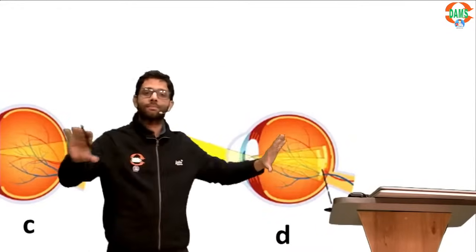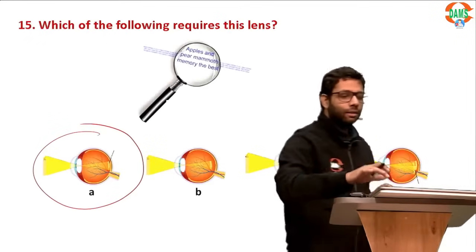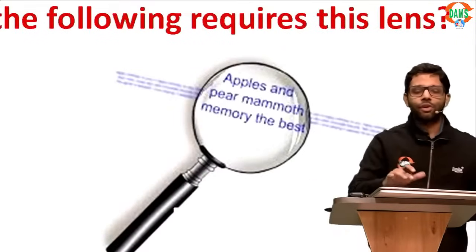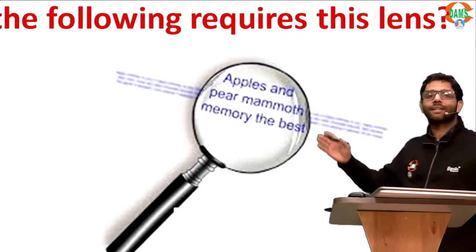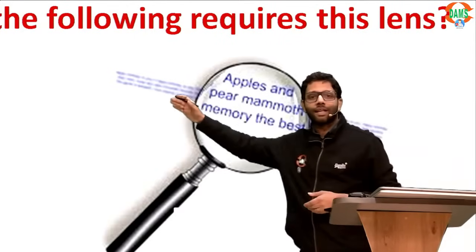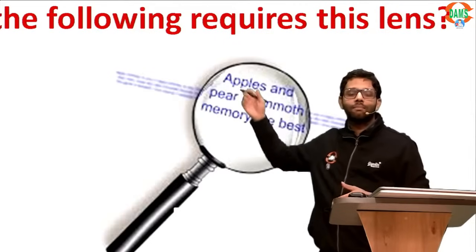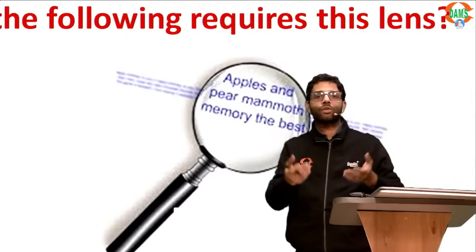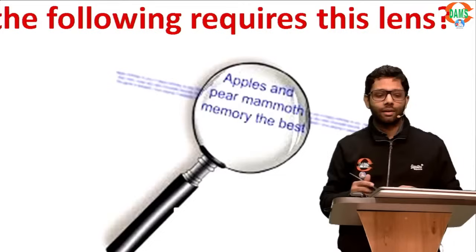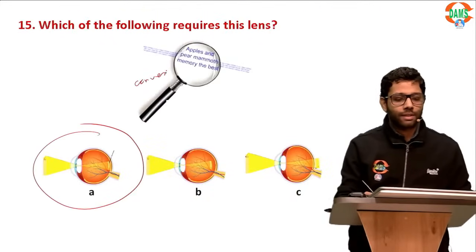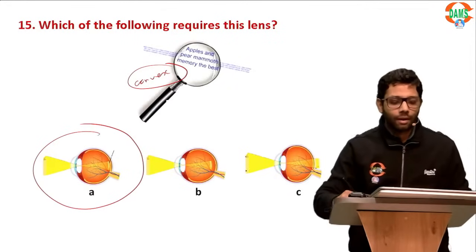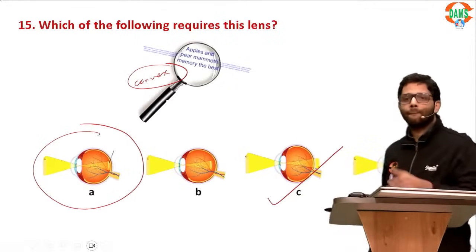Itna to basics, this is the basics of optics. The question is, which of these requires this lens? Now what is this lens? See, the image is magnified, like a magnifying glass. And the magnifying glass at your home is what, convex or concave? Magnifying is convex, and convex is the treatment of what? Hypermetropia. That's the answer of this question.